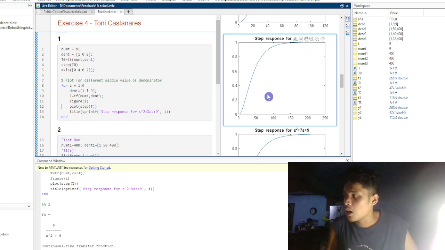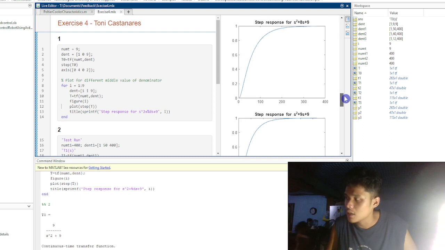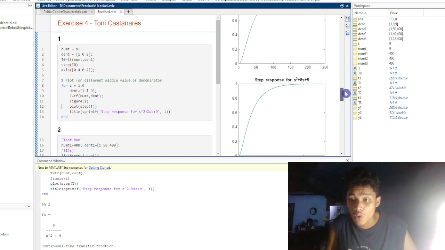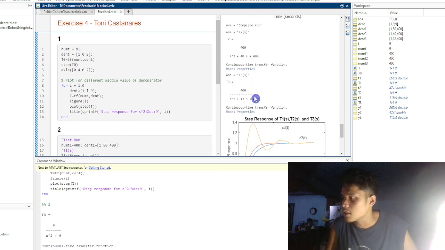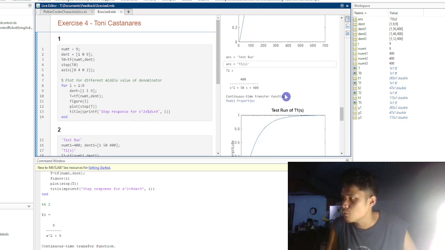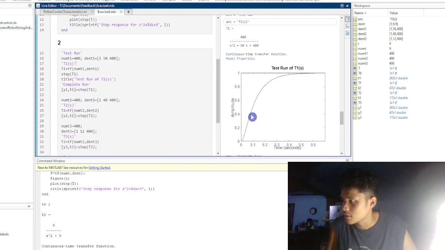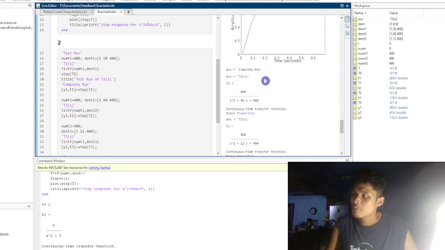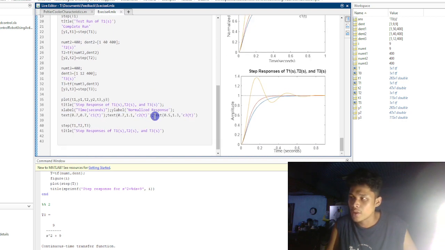Moving forward from this s squared plus 6s plus 9, so from s squared plus 7s plus 9 up to s squared plus 9s plus 9, this response is now overdamped. And the difference of the overdamped from the critically damped response will be explored here in the second code. So here in the second part of the code, you can see that we had a test run for our first transfer function. So we'll notice that this is what it looks like. But we have not seen it fully with all the different types of response.